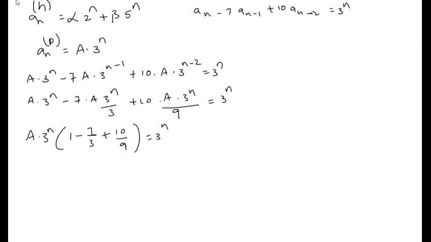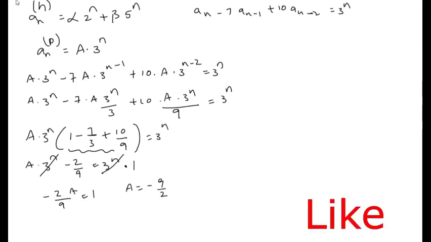We are further simplifying as a into 3 power n. If you simplify this one, we are going to get minus 2 by 9 is equal to 3 power n. And we can cancel 3 power n here and we can imagine 1 here. So minus 2a divided by 9 equal to 1. So a equal to minus 9 by 2. If you substitute in the particular solution, so an of p is equal to minus 9 by 2 into 3 power n.